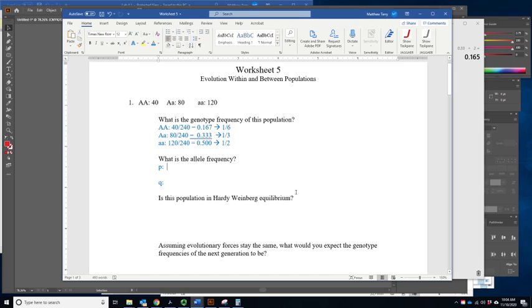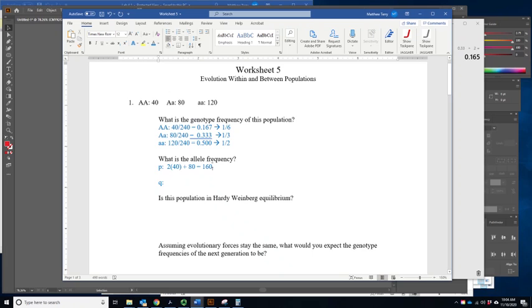So to get all of my big A's, I'm going to do 2 times 40, which represents the individuals that carry 2 copies of that allele. And then I'm going to add in my heterozygotes that only carry 1 copy of that big A allele. And I get a value of 80 plus 80, or 160. So I have 160 big A alleles in this population.